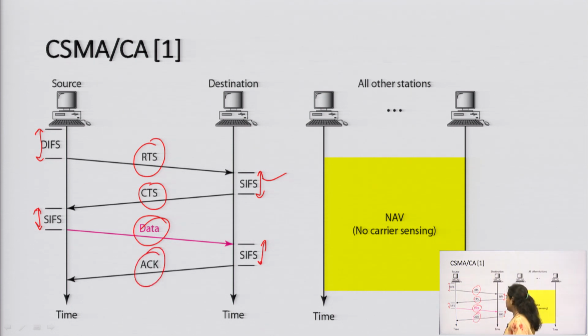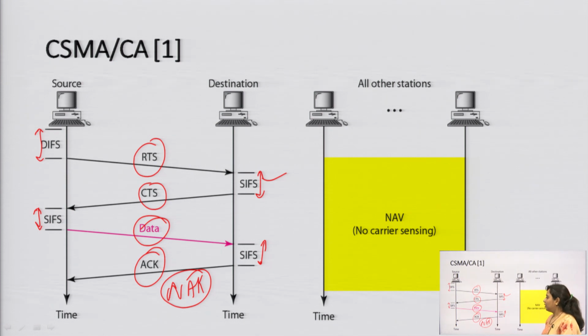This acknowledgement is most of the time a positive acknowledgement, and if it is a negative acknowledgement, then it will be written like a NAK. So, that is the case for negative acknowledgement. In any case, you can consider either the positive acknowledgement or the negative acknowledgement. Then this is between all other stations.